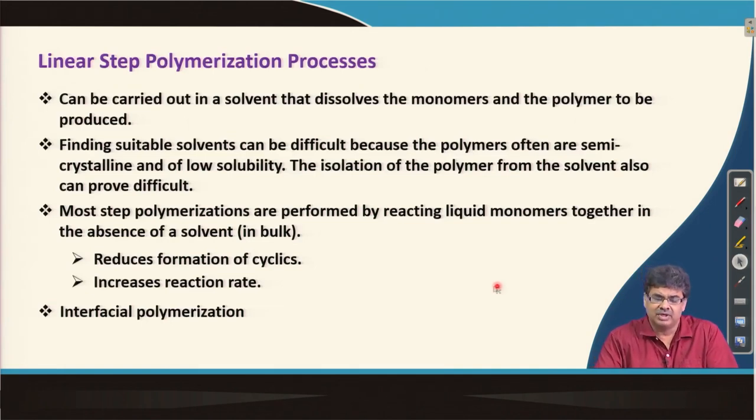So, now we know how to increase or control the molecular weight by tweaking the stoichiometry or adding the chain stopper, and what the limitation of linear step growth polymerization is. And we'll give you some examples of the typical processes by which linear step polymerization is carried out.